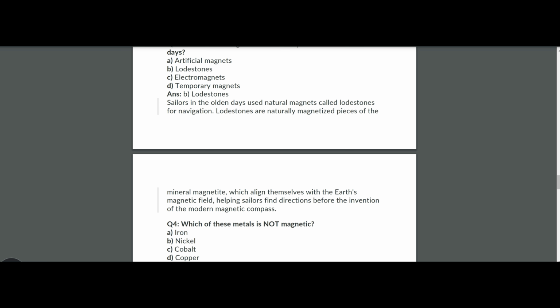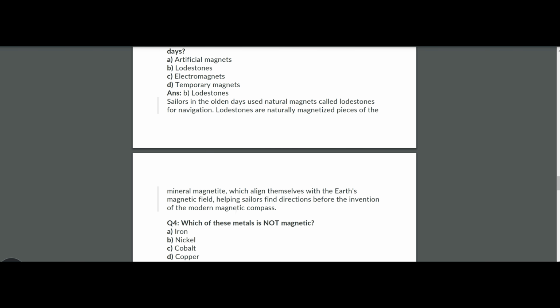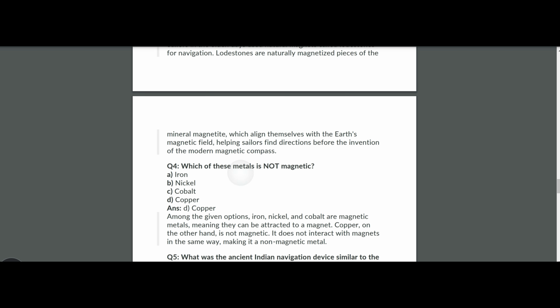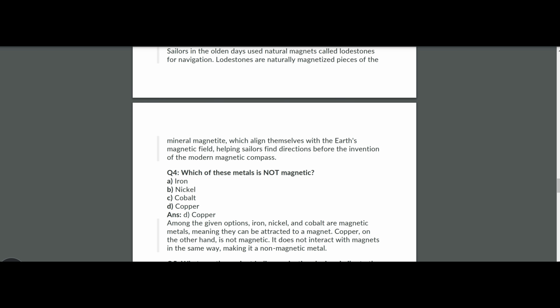Iron, nickel, cobalt, you already know these are magnetic materials. Copper is also a metal, but copper is not attracted by a magnet. Okay, the answer is copper. So now you see here, among the given options, iron, nickel and cobalt are magnetic metals, meaning they can be attracted to a magnet. Copper on the other hand is non-magnetic. It does not interact with magnets in the same way, making it a non-magnetic metal. Okay, remember.